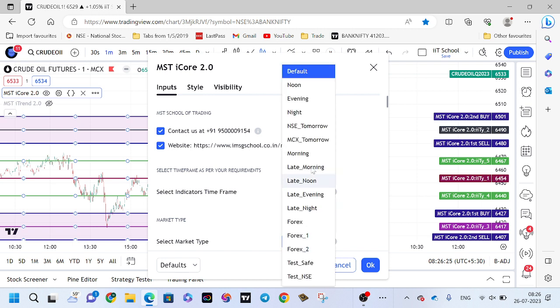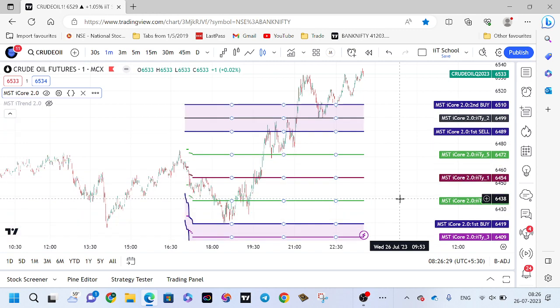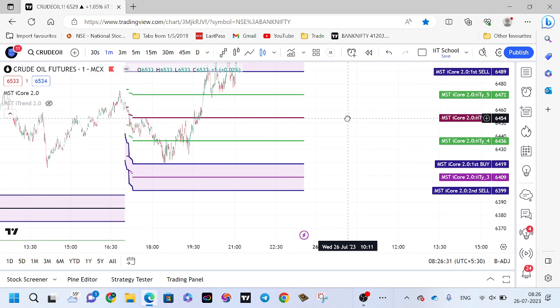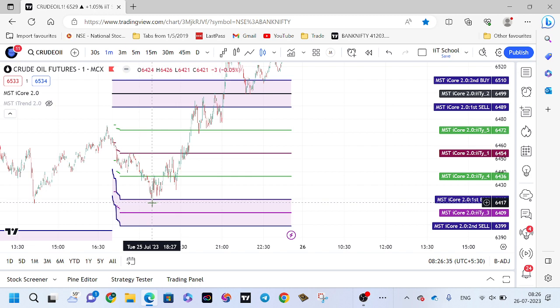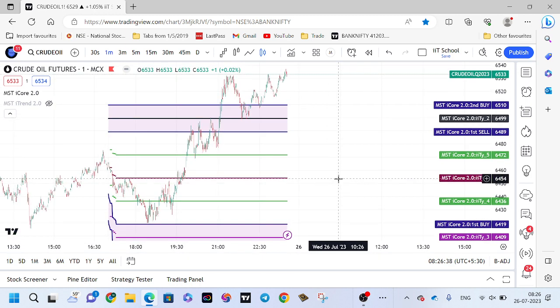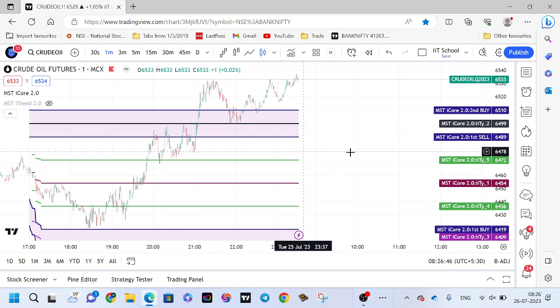So now what we can do, go here and change the market type to evening, and you can see the fresh level. You can see the fresh level in the evening market also. Buy got activated. Okay, now you have to ignore the sell. In sell also we got one target. See here sell activated and one target hit.